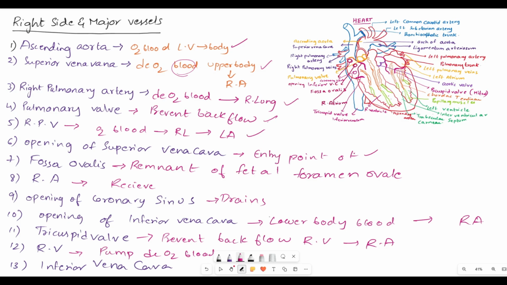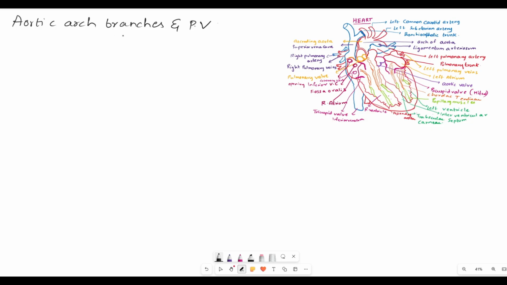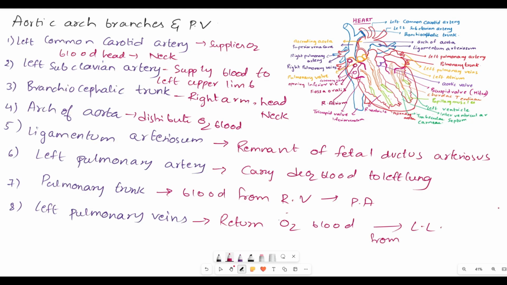Then the last one is inferior vena cava. This returns the deoxygenated blood from the lower body. So the next one is aortic arch branches and the pulmonary vessels. Here first one is left common carotid artery. This will be supplying the oxygenated blood to head and neck.